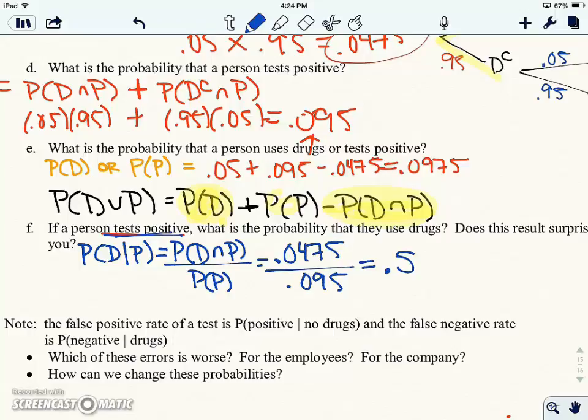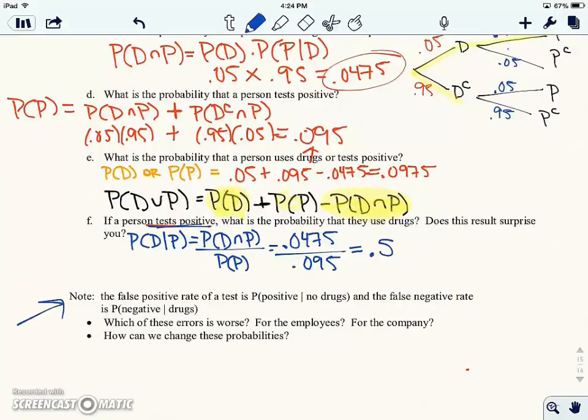That other 50% would be considered a false negative. And we're going to talk about that part in class next time.